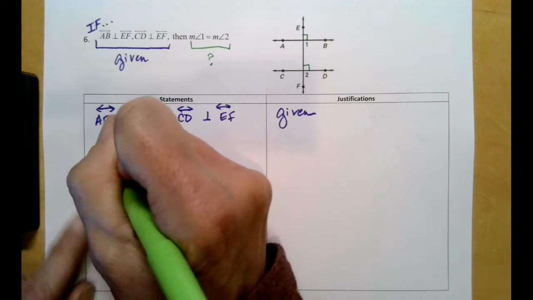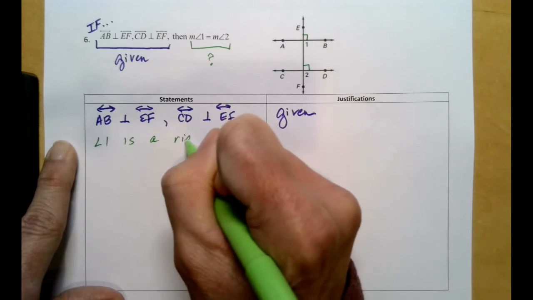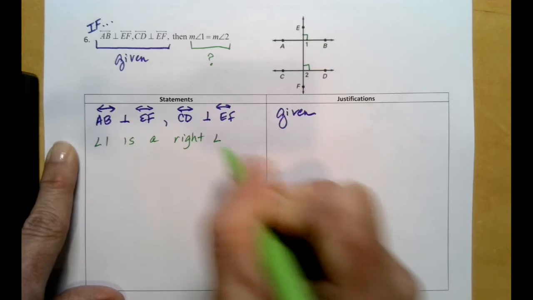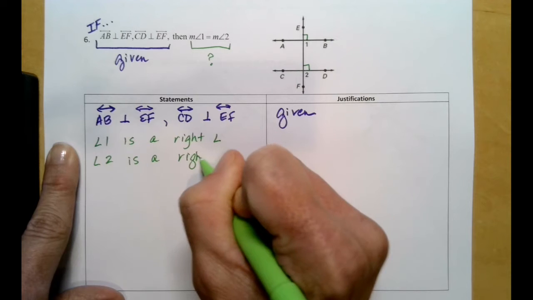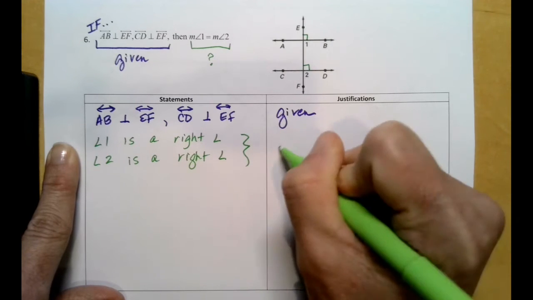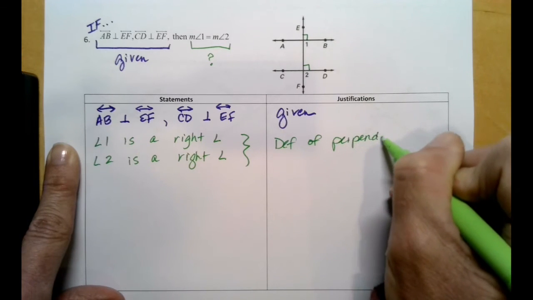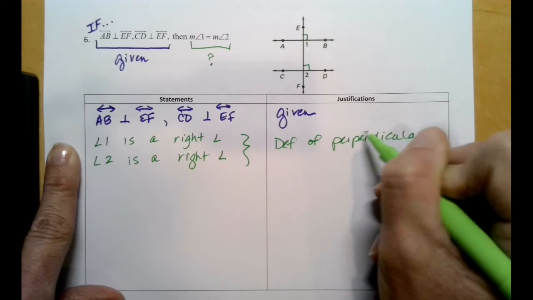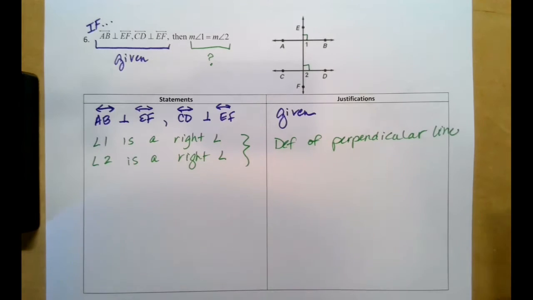So we're going to say that angle 1 is a right angle. And guess what? Angle 2 is a right angle. And those together are going to go with my definition of perpendicular lines. So if you go back to that definition in Unit 1, it says if two perpendicular lines intersect, then they intersect at a right angle. So that helps us with that.